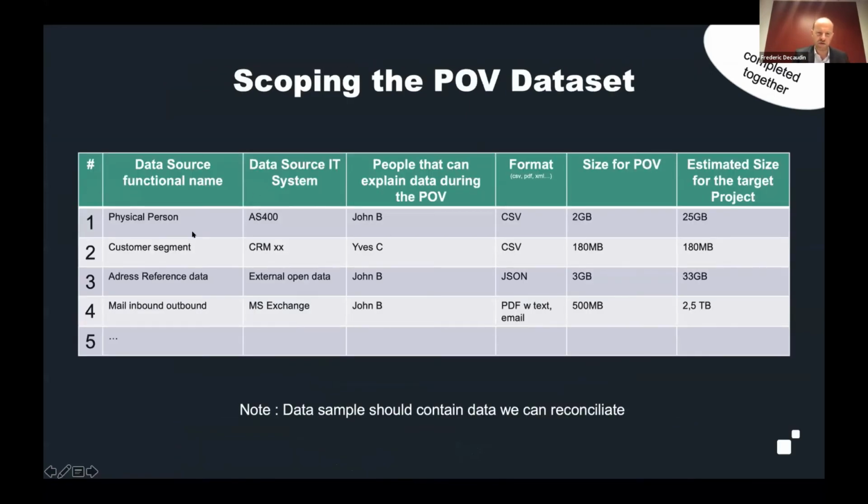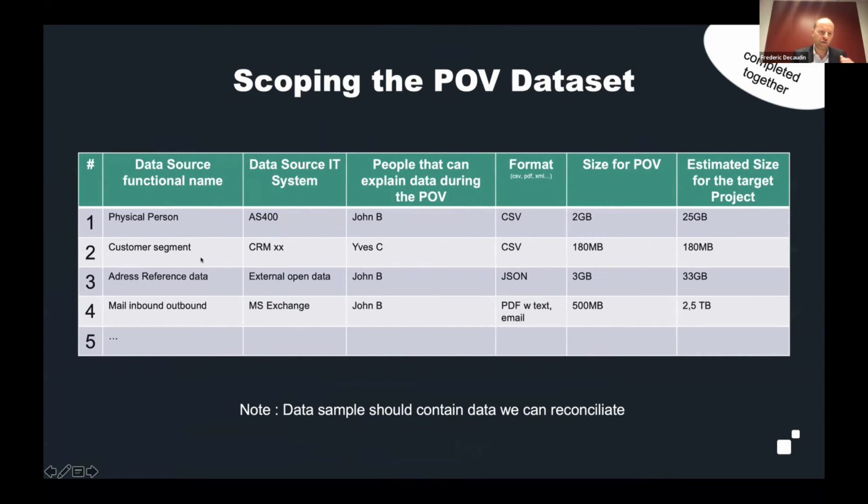Okay, let's say that we want to identify 4 data sources, one for the physical person that you have coming from a mainframe. We need to know someone in your organization and know how to explain the data, what is inside this data. We need to have the size for the POV, let's say, I don't know, 2 gigabytes, and the size for the target project.